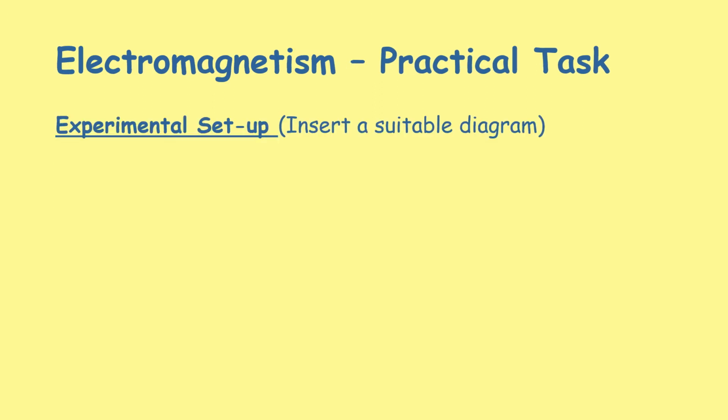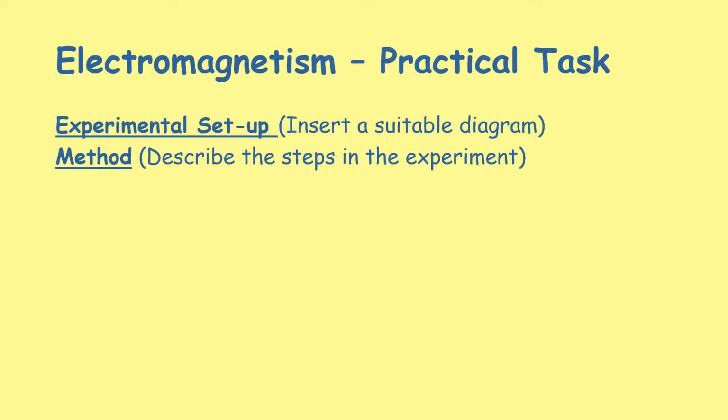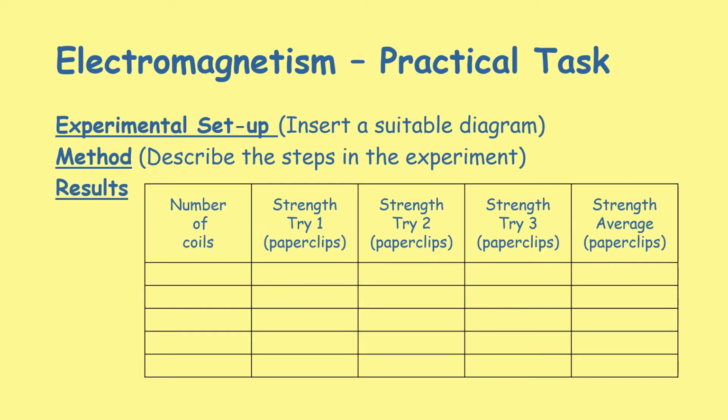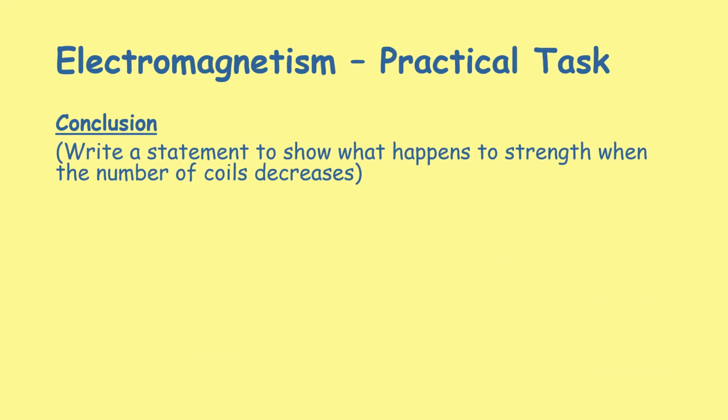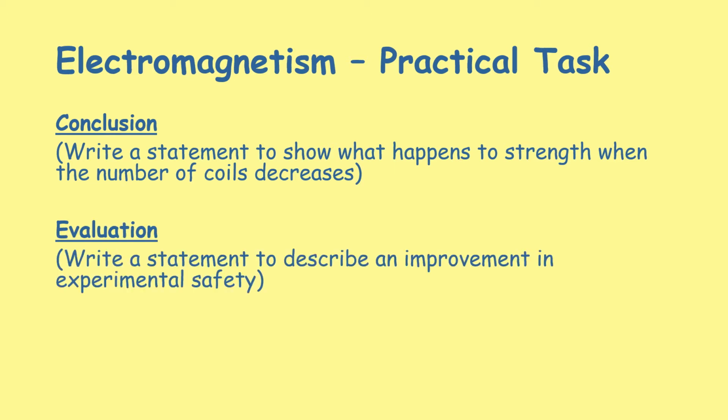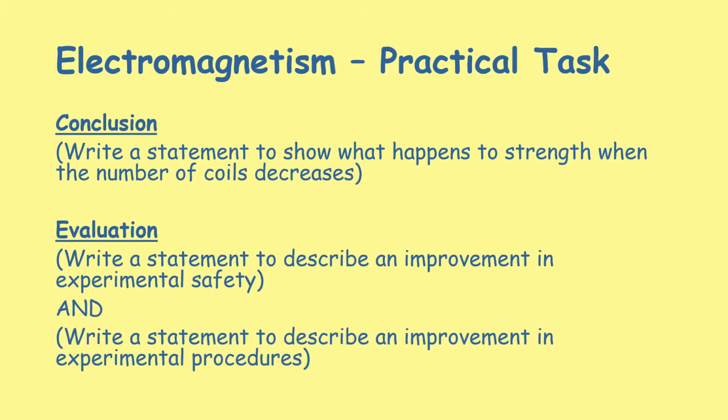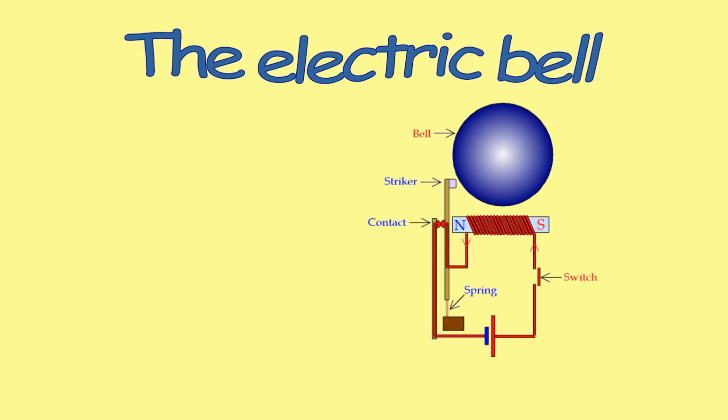You would want to draw a diagram of your setup, describe the steps in the experiment, draw up a results table that looks like this, write a statement to show what happens to the strength when the number of coils decreases, and then evaluate your experiment by writing a statement to describe an improvement in experimental safety, and write a statement to describe an improvement in experimental procedures.